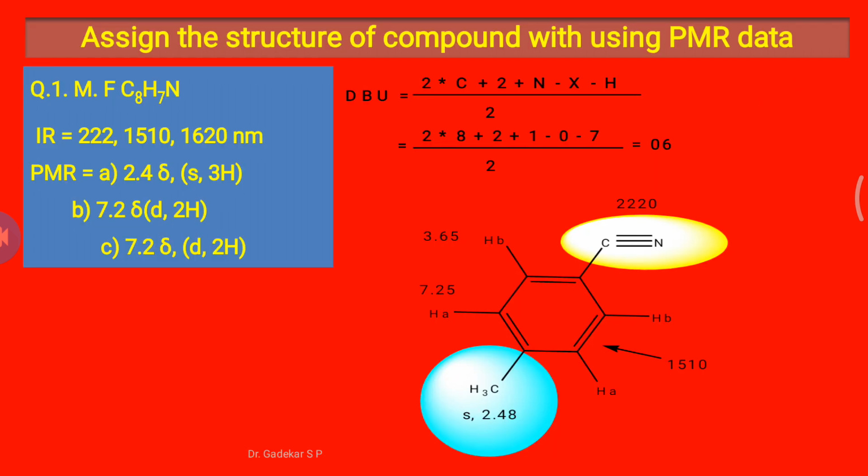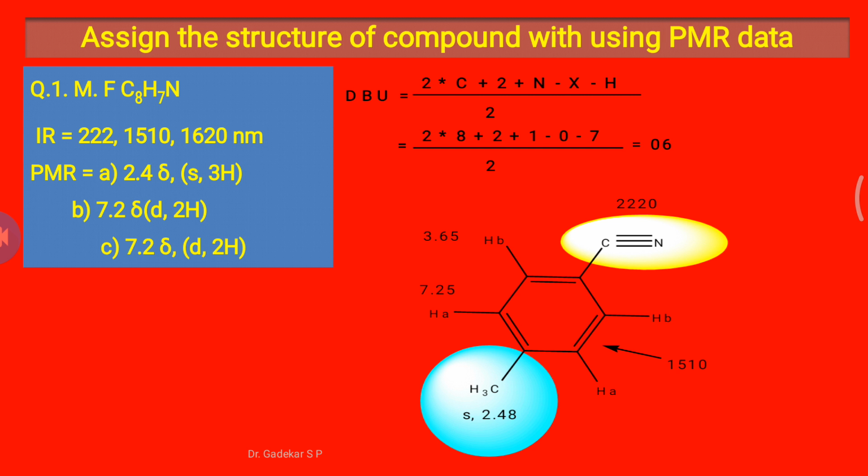Question third. Assign the structure of the compound using PMR, UV and IR data. In the first question, the molecular formula is given as C8H7N. In the IR data, the first peak observed is 2220 centimeter inverse, sorry, one digit was missed. The second peak is observed at 1510 centimeter inverse, and the third is 1620.